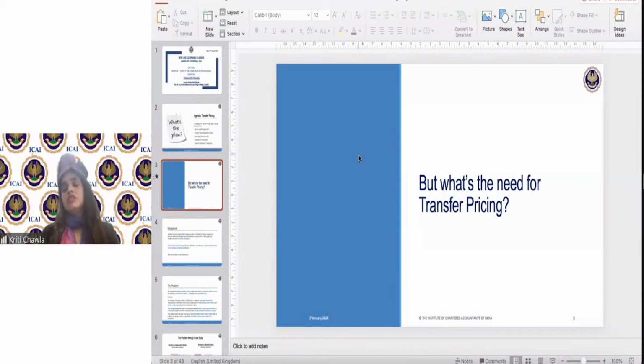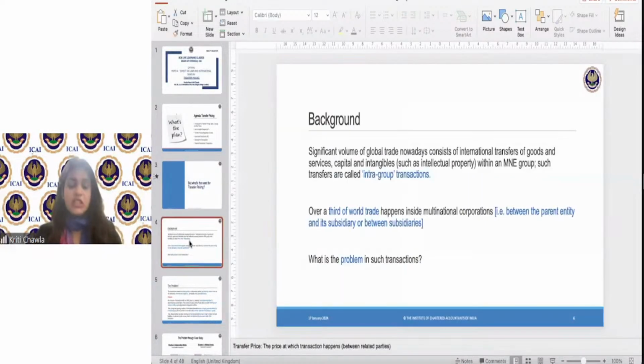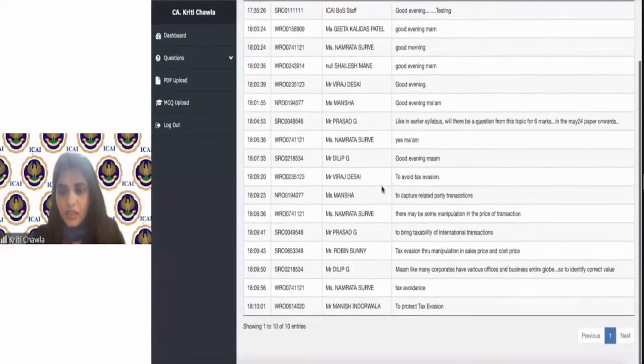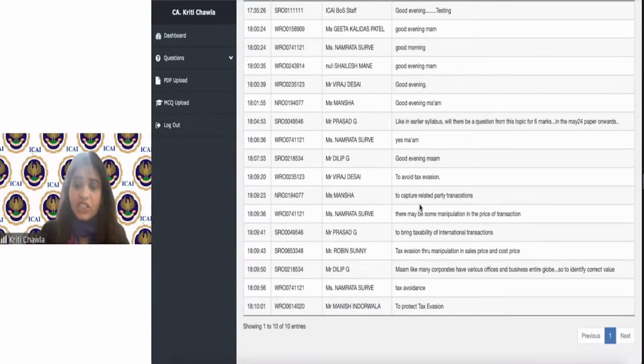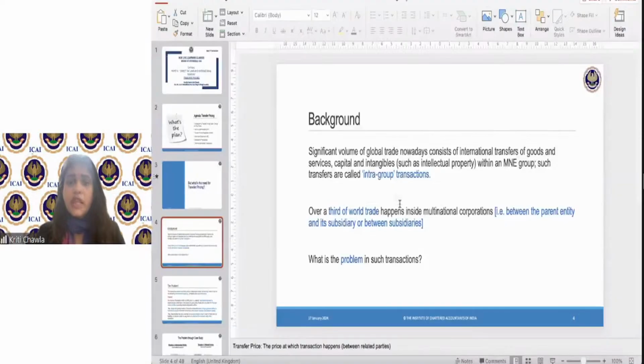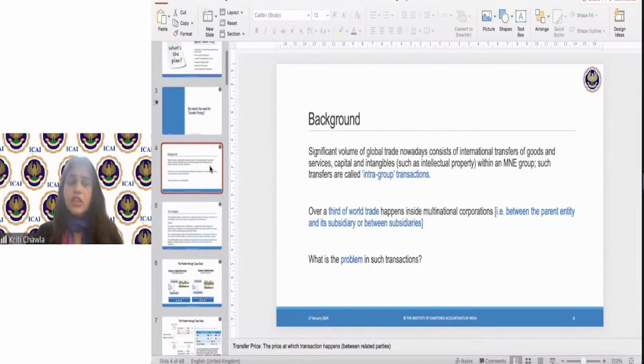Coming back to this particular concept: what was the need to have transfer pricing? The need is provided in this slide. It says: to avoid tax evasion, to capture related party transactions, to bring traceability of international transactions, tax avoidance, to protect against tax evasion. These are the reasons that we have something called transfer pricing in place.